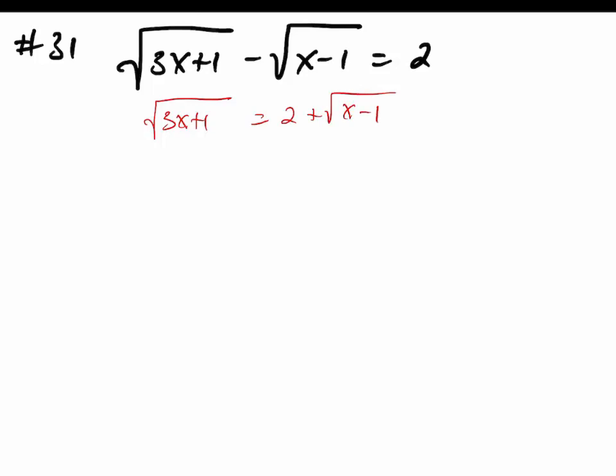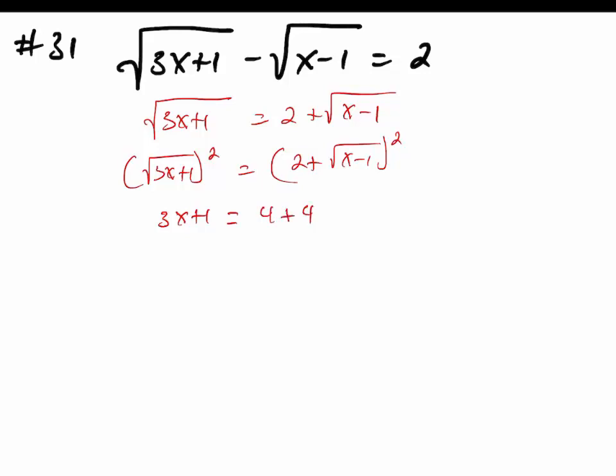Now what we're going to do is go ahead and square both sides. And what happens when you have something like this is that you are going to end up with another radical, so you're going to have to square it a second time. And so we get 3x plus 1. And then on this side here, when I square this, I end up with 4 plus 4 square root of x minus 1 plus x minus 1. And so if you were to do 2 plus square root of x minus 1 times 2 plus square root of x minus 1, you would get this right here.